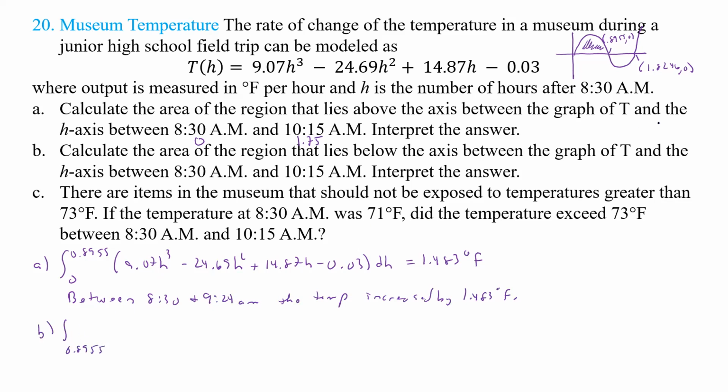Now B, we're going to go from 0.8955 to, and now we don't have to go all the way to here. We're going to go to some place that goes here. So we're only going to go up to 1.75. So that's going to be our limit there. And again, we're going to go from 9.07 h cubed minus 24.69 h squared plus 14.87 h minus 0.03 dh equals, and we'll use our trusty calculator one more time.